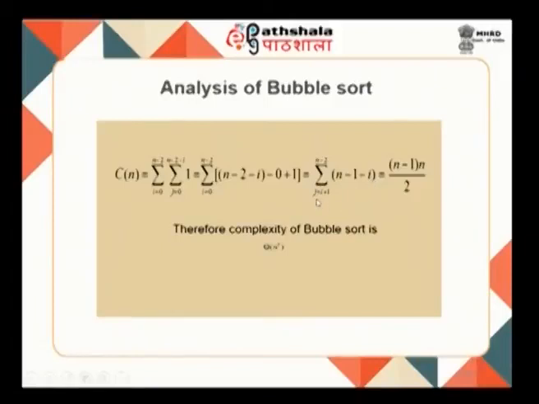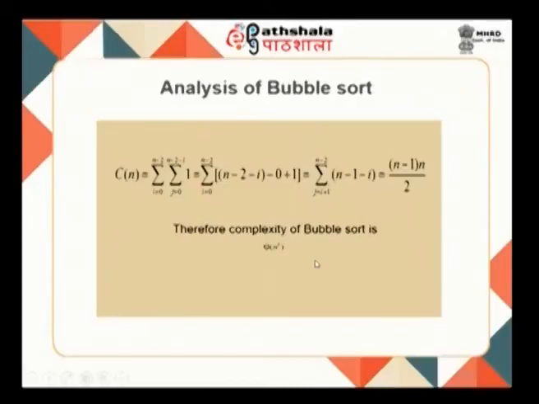Now you can see very well this starts from j plus 1 to n minus 2. If you substitute this, you can see it simplifies to n into n minus 1 by 2. Therefore, the complexity of this bubble sort is going to be theta of n square. This is the complexity.